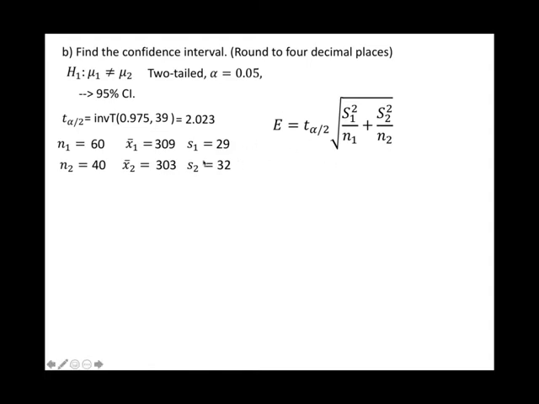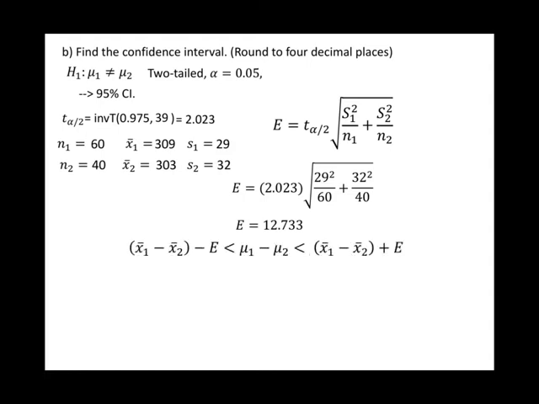Now, plug in all this information into the margin of error formula. Use your calculator. You should get 12.733. Okay, construct the confidence interval. Use the sample mean 1 minus the sample mean 2, plus minus the margin of error. You should get this one.